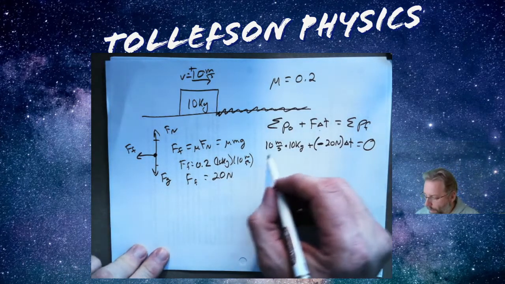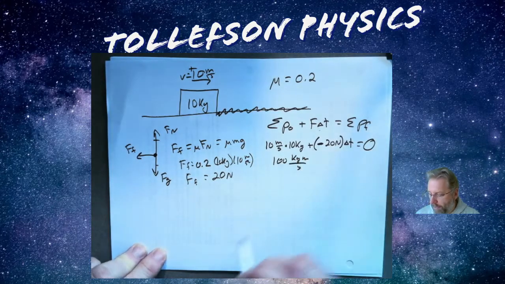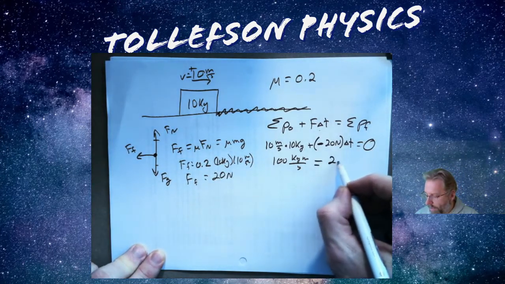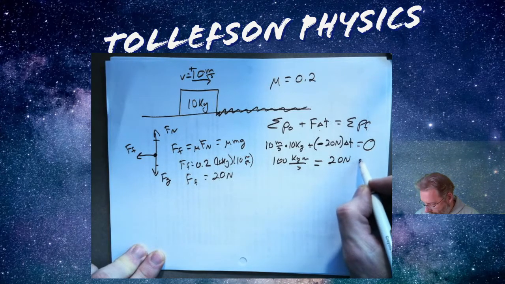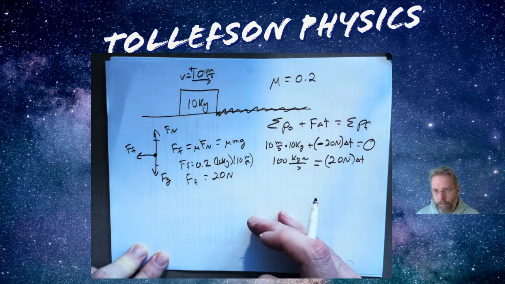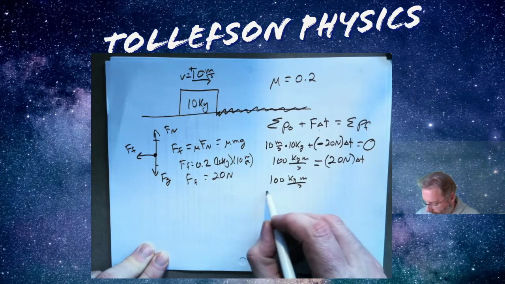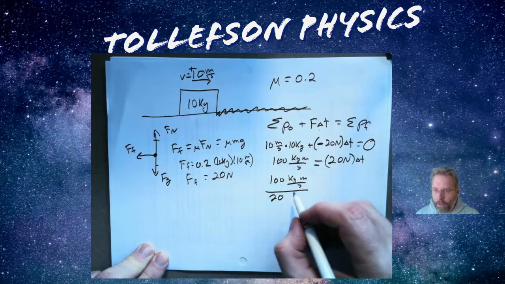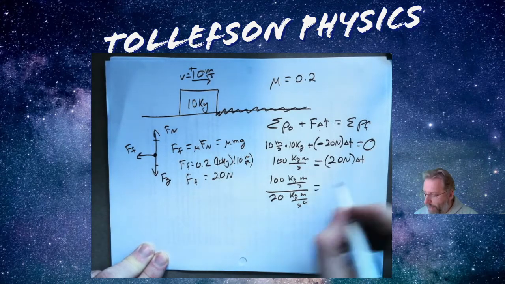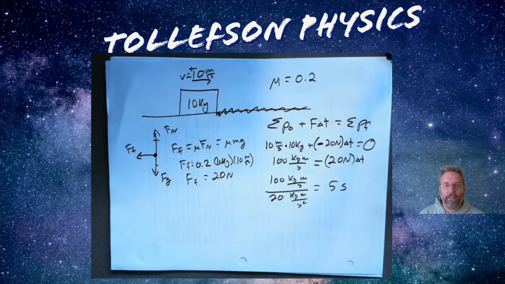All right, so this right here becomes 100 kilogram meters per second. That's a unit of momentum. And this will equal, let's put this on the other side, 20 newtons times the time. So I divide both sides: 100 kilogram meters per second divided by 20. And what's a newton? It's a kilogram meter per second squared. So what do I end up with? I do in fact end up with 5 seconds. So it takes 5 seconds for this to slow down.